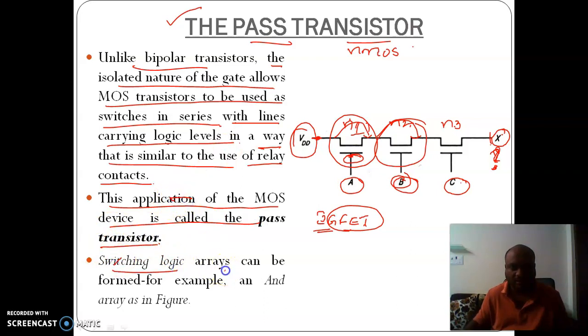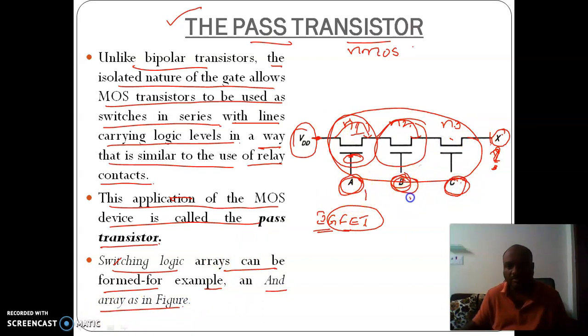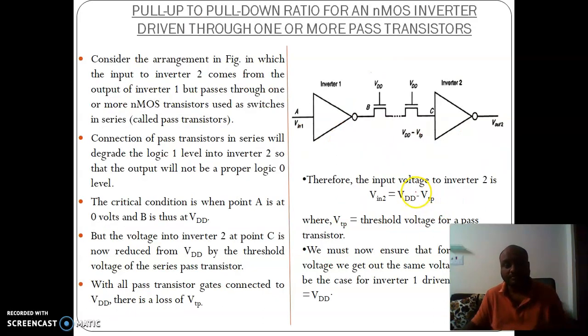Switching logic arrays can be formed, for example, an AND array as in the figure. This figure forms an AND array: only when all the device inputs are logical ones will the input of the circuit be transferred to the output. That is the AND array representation. So that is the pass transistor.